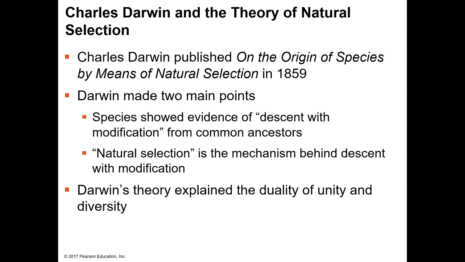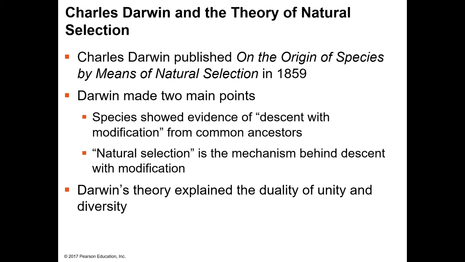Okay, Charles Darwin, the theory of natural selection. Charles Darwin published On the Origin of Species by Means of Natural Selection. That's a book he wrote in 1859. It was published. He made two main points: that species showed evidence of descent with modification from common ancestors, and that natural selection is the mechanism behind descent with modification.